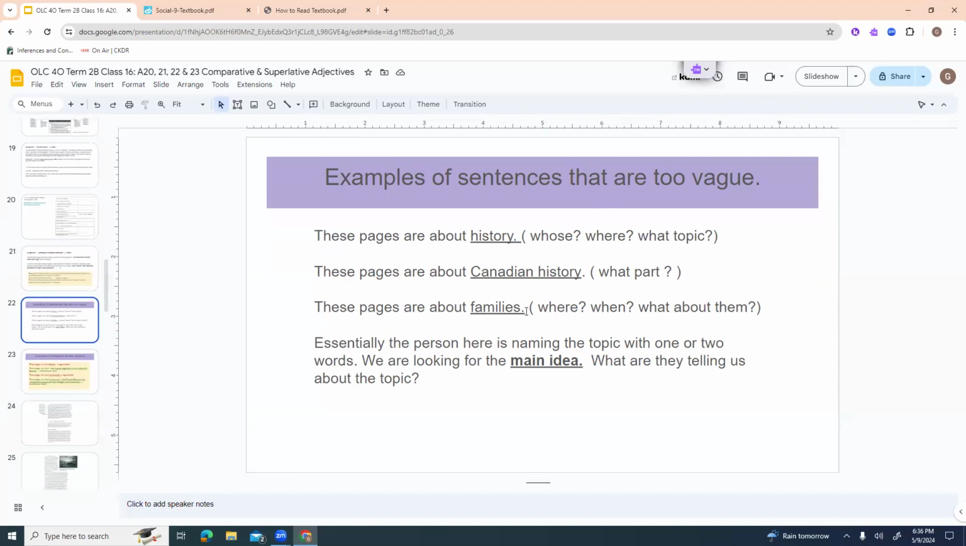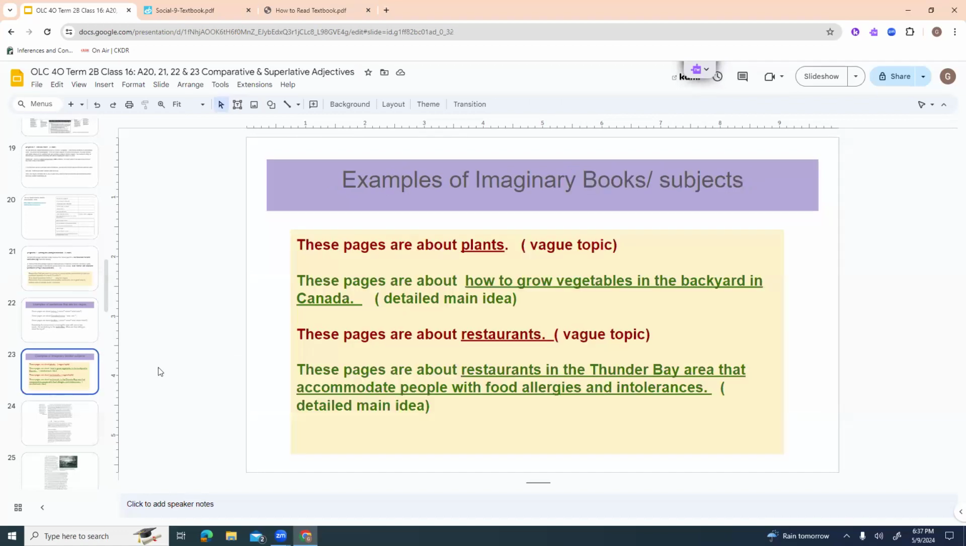What about families? So here, the person is really just naming the topic. They're just giving me 1 or 2 words. That's not what I'm looking for. I'm looking for the main idea. In other words, what's the big idea they're telling us about the topic? So if you're putting just 1 word there, then you're not on the right track, right? We're looking for something more complicated than that.